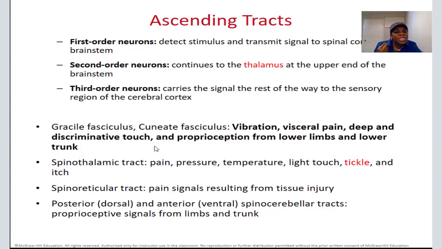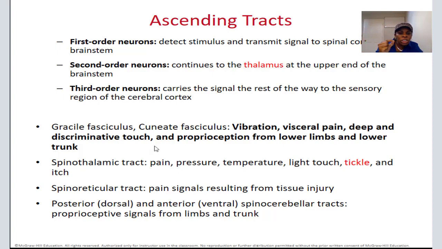What is proprioception? Or from upper limb, depending on the fasciculi. What is proprioception? It is the feeling of the position of your body organ. Proprioception means if I put my hand behind my head, I know where it is. In my mind, I kind of can tell.